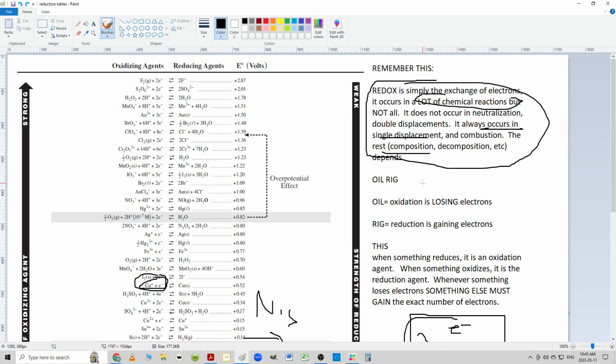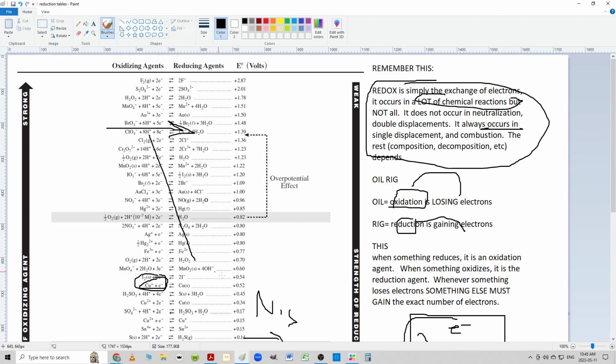We'll get to that. Always remember this phrase, oil rig. Oil means oxidation is losing electrons. That's the way you can remember what oxidation is. Oxidation is losing electrons, oil. Rig, reduction is gaining electrons. Everything written in this table has electrons on the left becoming usually a solid on the right. That is all written as reduction, everything.